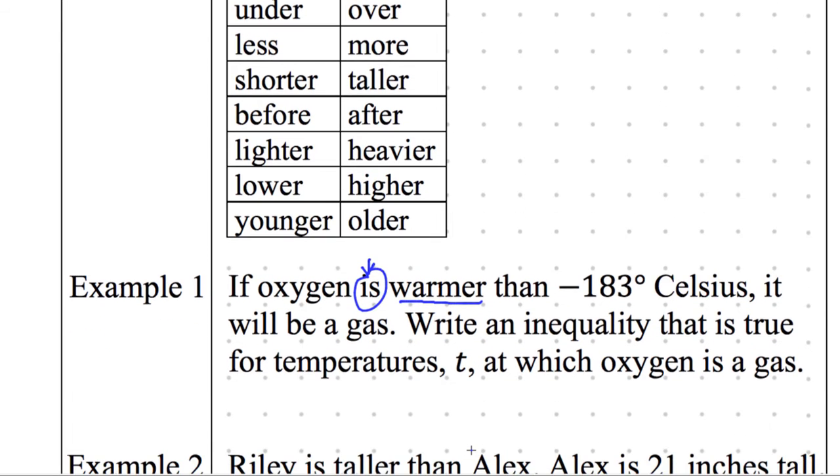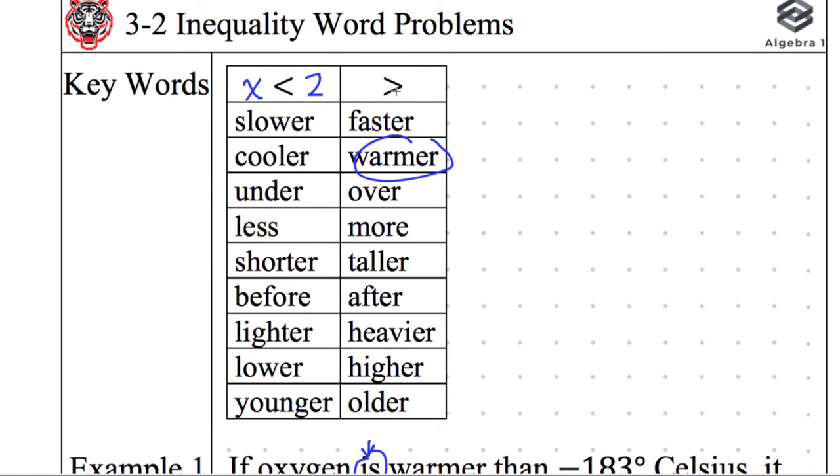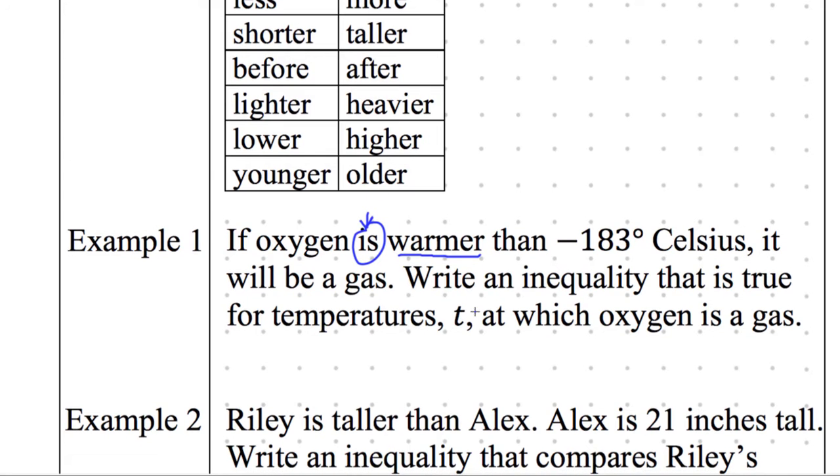Okay, so we say oxygen is warmer. That means we're probably going to be dealing with a greater than sign because warmer is right there. So when I come down here, I know my variable is going to be t. So let's go ahead and I'll just write that down, t. And I need this to be a less than or greater than. Can someone regurgitate that to me? T is greater than or t is less than? What am I going to be writing next to this t? Sergio? Greater than. There it is. T is greater than. And Sergio, do you know what number I'm going to be writing next to this? Negative 183. There it is. That is the answer for example 1.